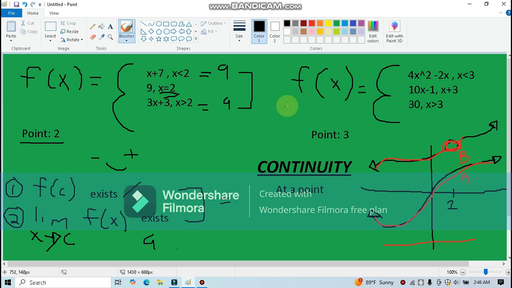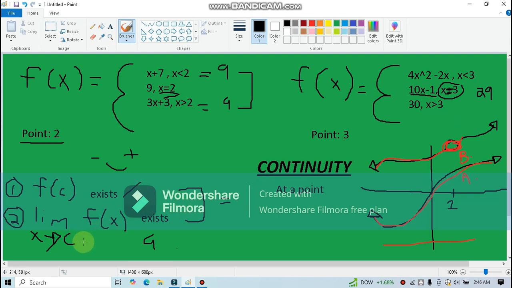Now then, we're going to see if this piecewise function is continuous at point 3. So we can see in this problem, x is less than 3, it seems that I put an addition sign. It must be equal. This is equal. That's why I was confused. Okay. At x is equal to 3, then x minus 1, and x is greater than 3, which is 30. So, f of c exists. Since x is equal to 3, we're just going to substitute this, which is 29. Okay, f of c is equal to 29.